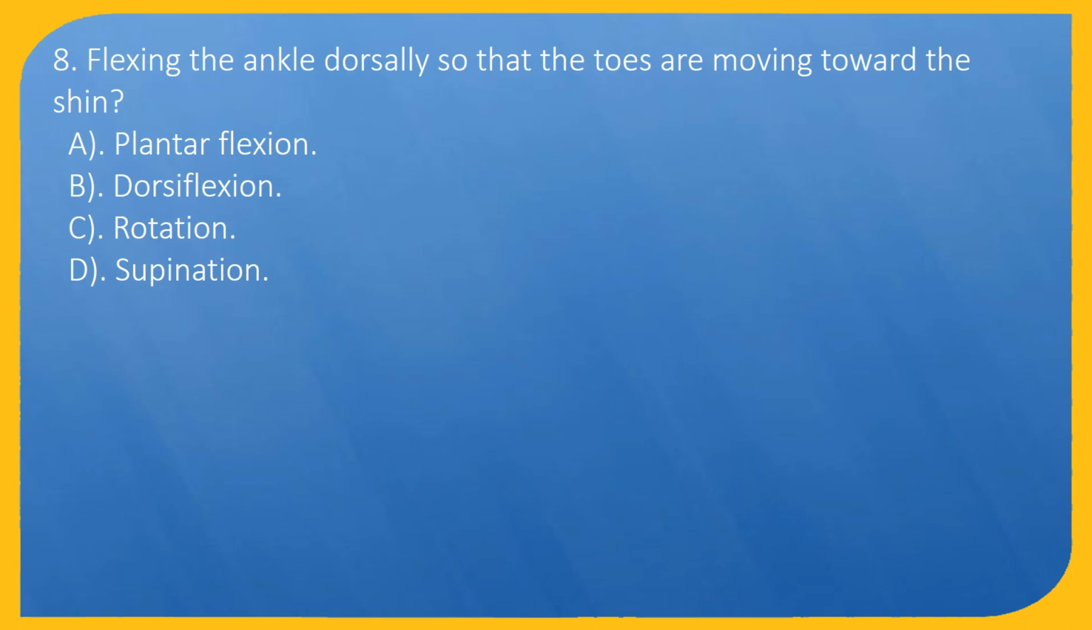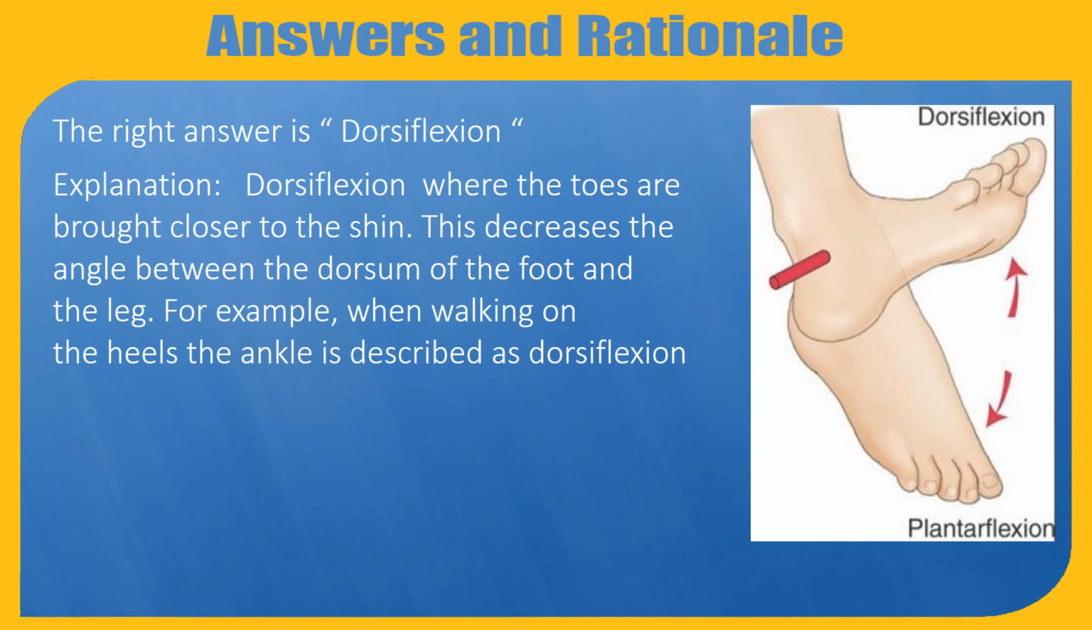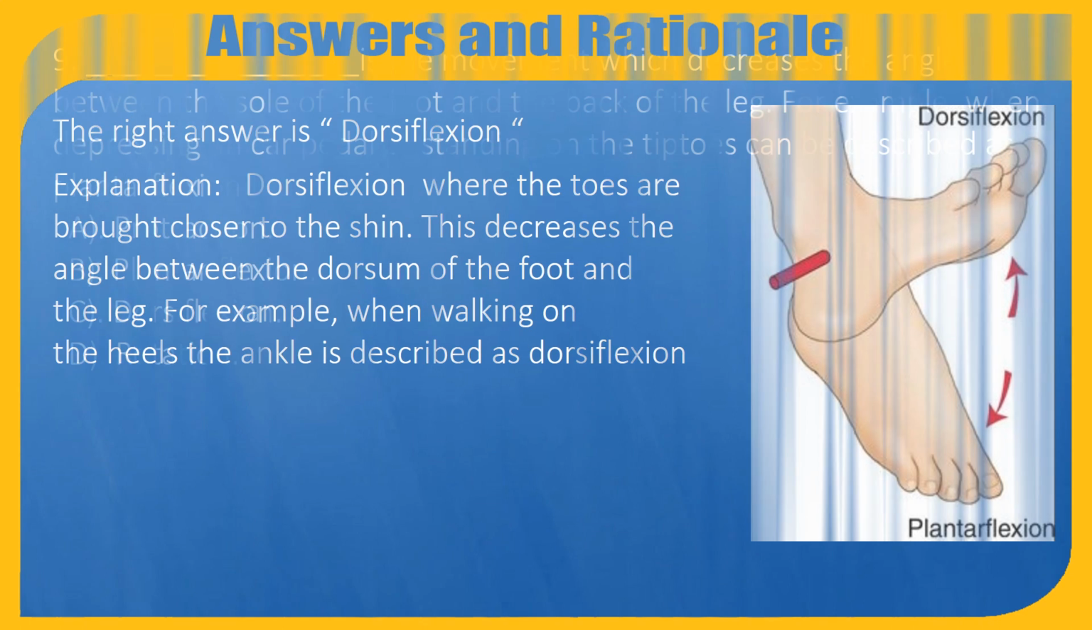Question 8. Flexing the ankle dorsally so that the toes are moving toward the shin is A. Plantar flexion. B. Dorsiflexion. C. Rotation. D. Supination. The right answer is dorsiflexion. Explanation. Dorsiflexion is where the toes are brought closer to the shin. This decreases the angle between the dorsum of the foot and the leg. For example, when walking on the heels the ankle is described as dorsiflexion.